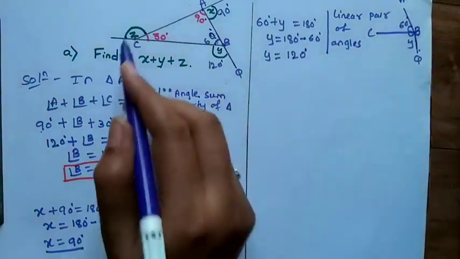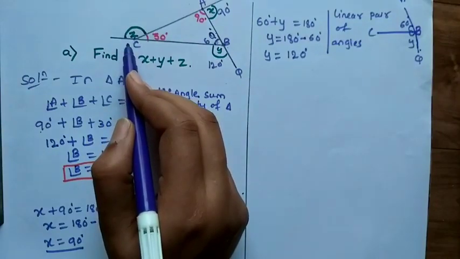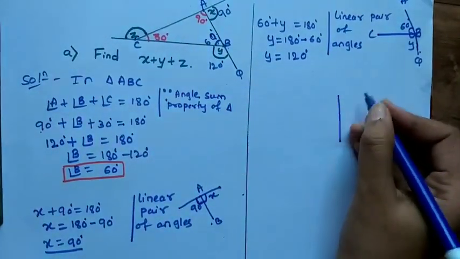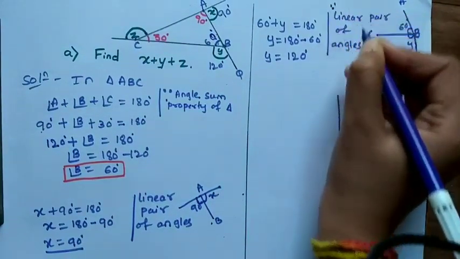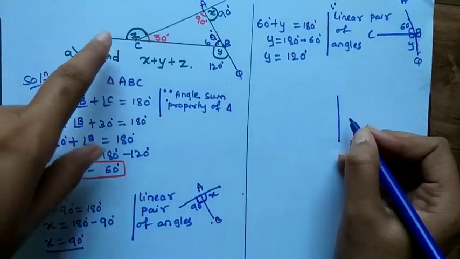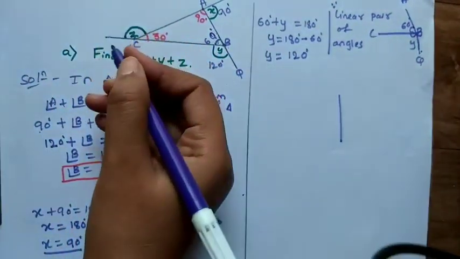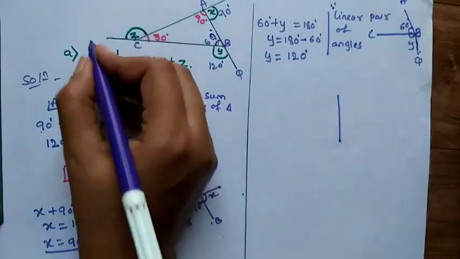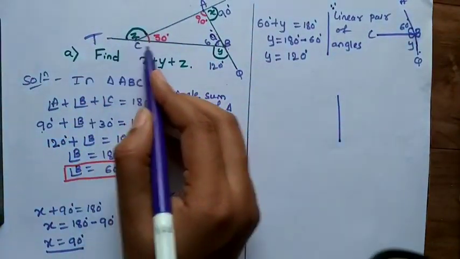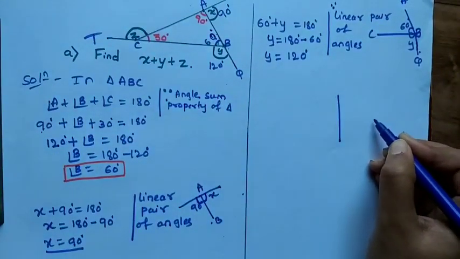Next we have to find the angle Z. Again, which condition am I applying here? Linear pair of angles. Again here I am applying the same condition, linear pair of angles. Here this is an extended line. You may give any variable name. I will give T. So here TCB is the straight line. I will draw a rough diagram here.